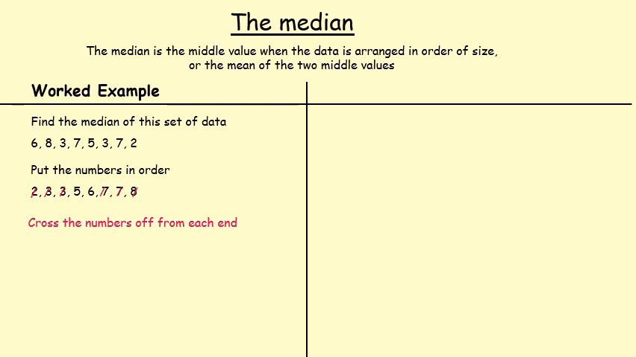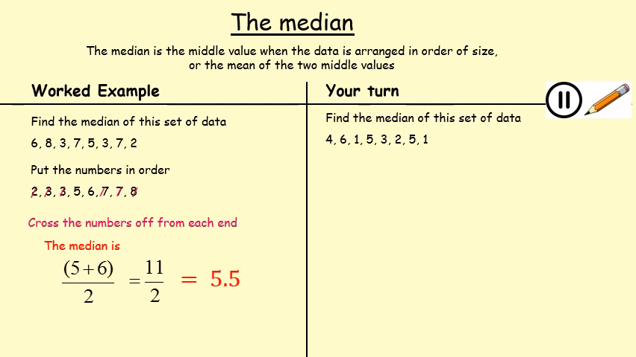What we need to do in this particular case, because there's an even number of data points in our list, is find what we call the mean of the 2 middle numbers. So that means add the 2 middle numbers together and divide by 2. So if we do this, 5 plus 6, all divided by 2, we end up with 11 divided by 2 and our median of 5.5.